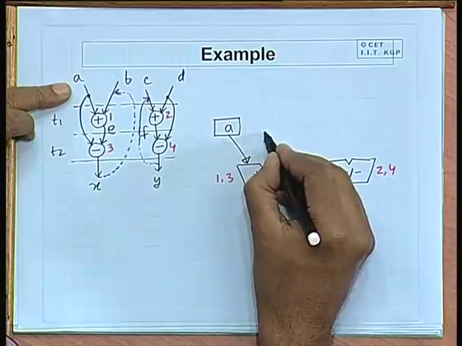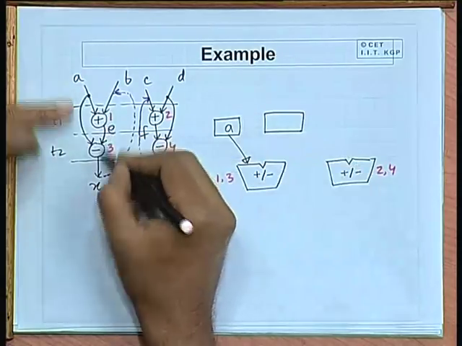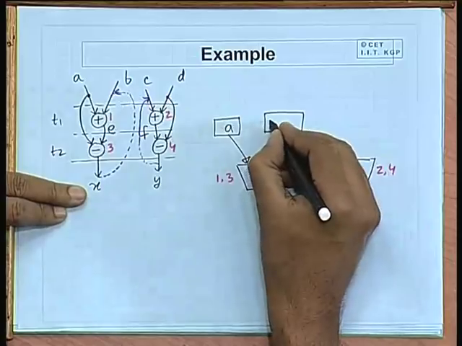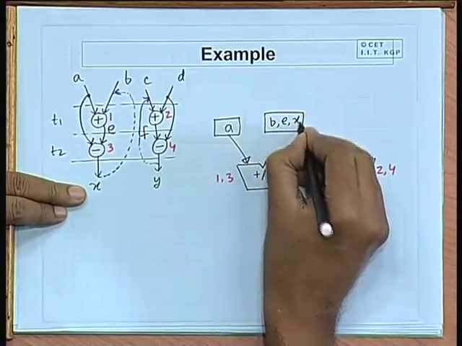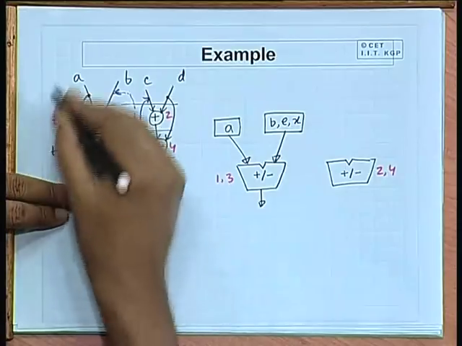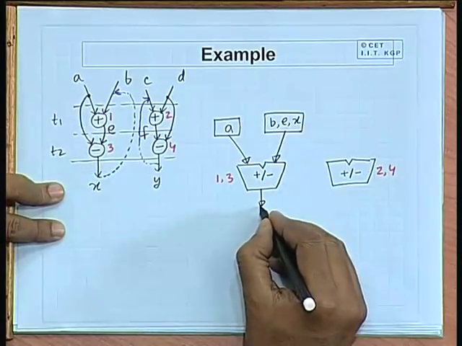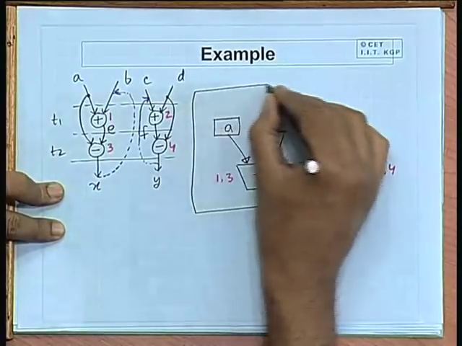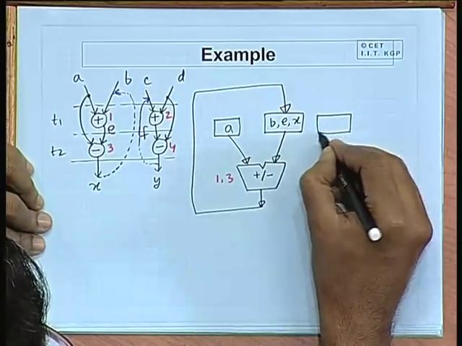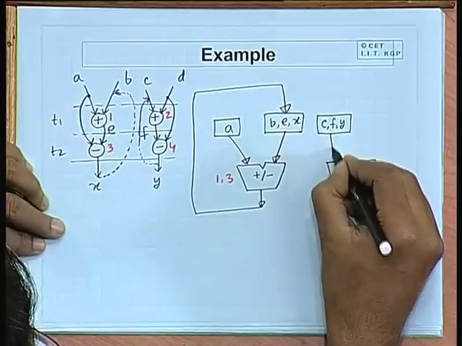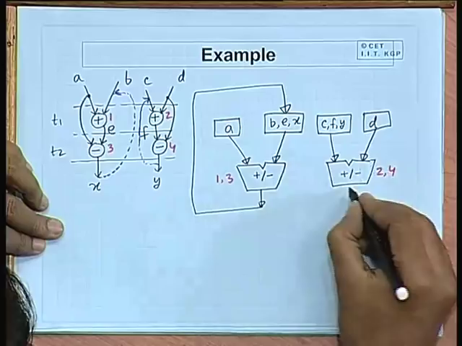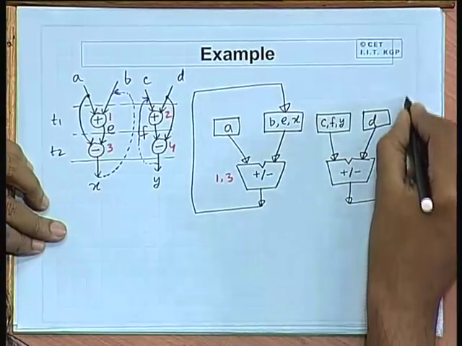But the other register which you have out here, now in terms of this, it can store B, it can store E or this X when it is fed back. B, E, X, this is the second input. And the output of this, whatever is coming out, will be loaded back into this. So, there will have to be a data path from here back to here. Similarly, here the first input to this ALU can be C, F or Y. The second one will be again similar to this, a mirror image, D. And whatever is coming out, that will have to be loaded back here.